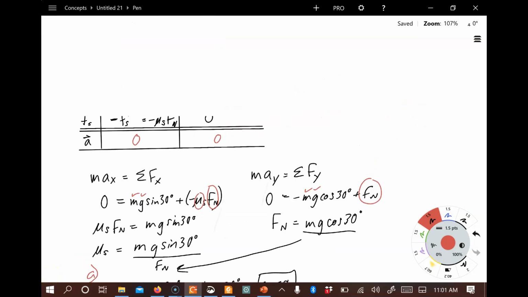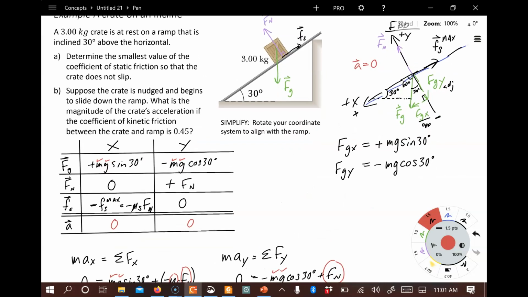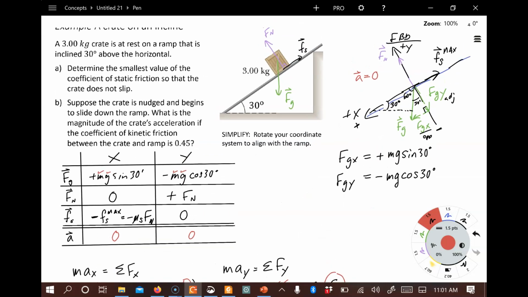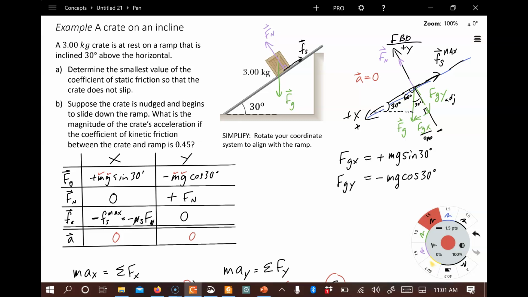Now for part B, things are going to change a little bit here, because now we've given this thing a nudge enough to where it starts to slide, and it's going to be sliding down the ramp. So there's a lot of things we could still use. Let's copy and take some stuff down and look at part B.